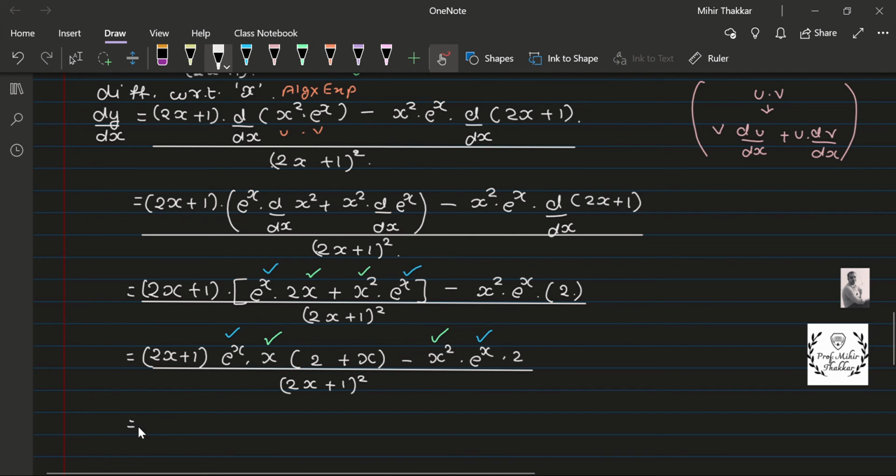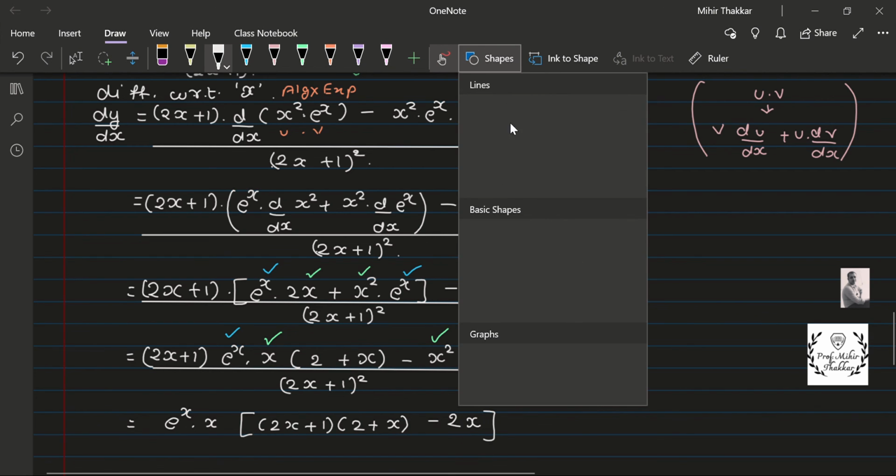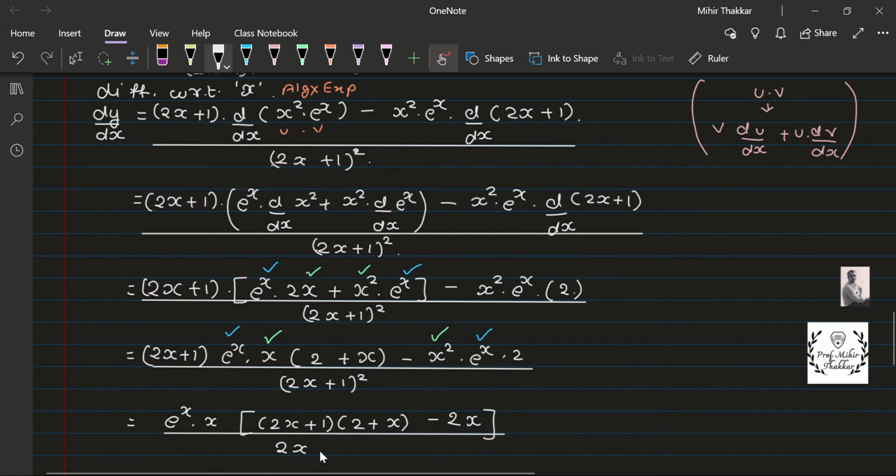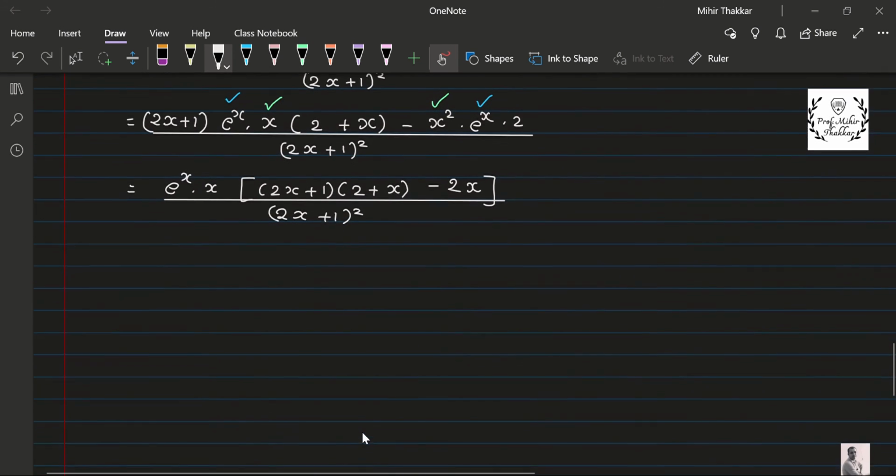So finally my answer should come out to be like this: e raised to x into x inside the bracket. First term 2x plus 1, second term 2 plus x minus, I have taken out x as a common value, so I will be left with x and also with this 2, and whole divided by v square. So this divided by 2x plus 1 will be as it is, the whole square of course. Yes, now we have to simplify the bracket and write the answer in the most simplified format.